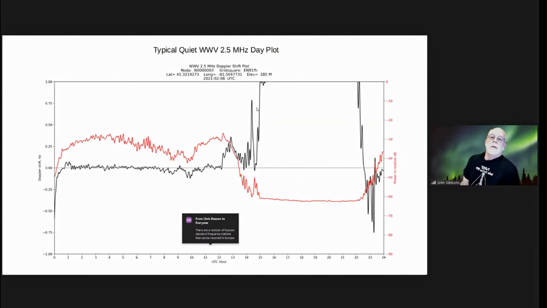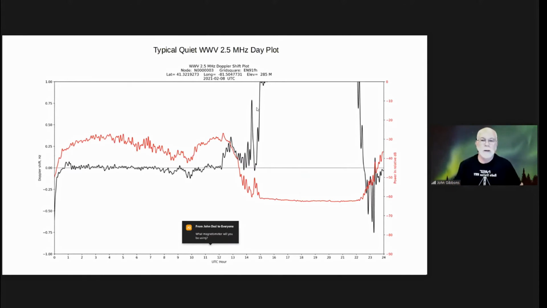Now I want to get into real quick what a typical day's data looks like. On this graph, the red line indicates signal strength, which is shown here in relative dB power. And this is in the evening, and this is typically daytime. This is a 2.5 megahertz plot for a typical quiet day.